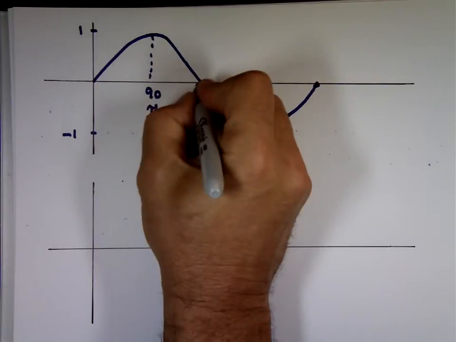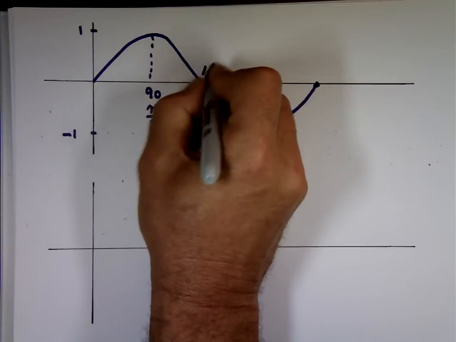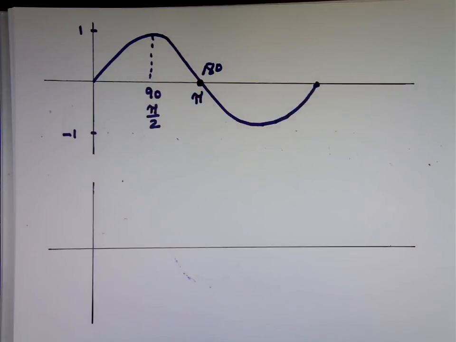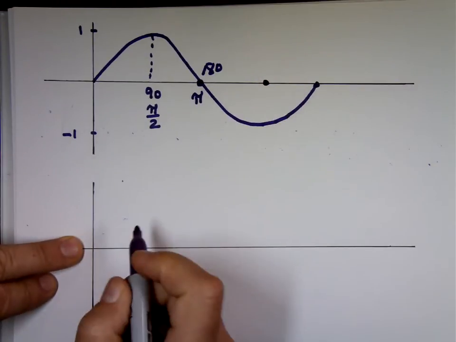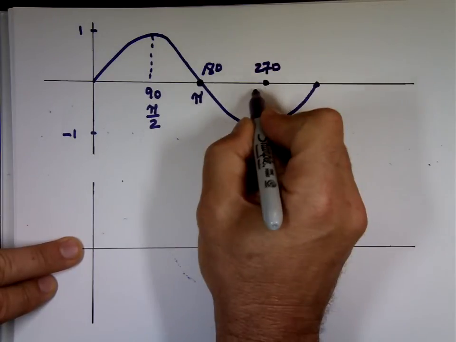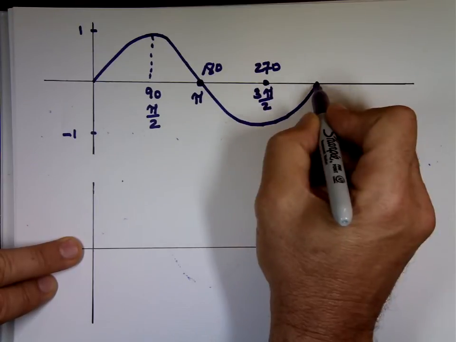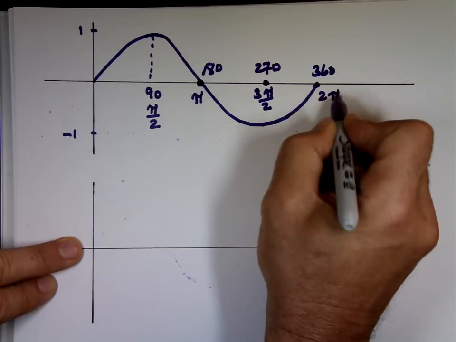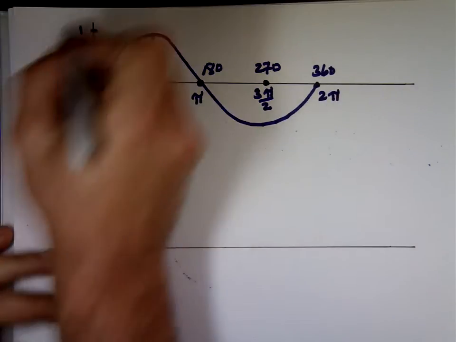The 0 here happens where? 180. In radian, that's what? Pi. The lowest value here, that's 270. In radian, that's what? 3 pi over 2. Yep, very good. And the last one is what? 360, which is what? 2 pi. Let me mark these spots. So that's the sine of x.